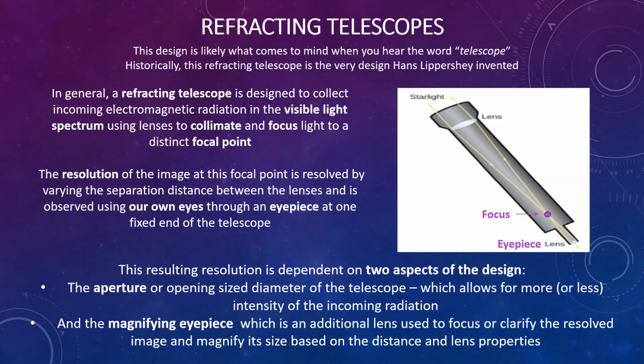And then at the end of the refracting telescope, also important for the resolution power, is the magnifying eyepiece. This adds additional focus and can be used to clarify images and magnify them based on their distance, and also the lens properties in itself. The lens in the eyepiece, that is.